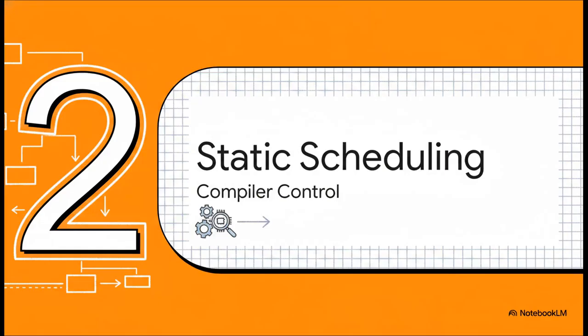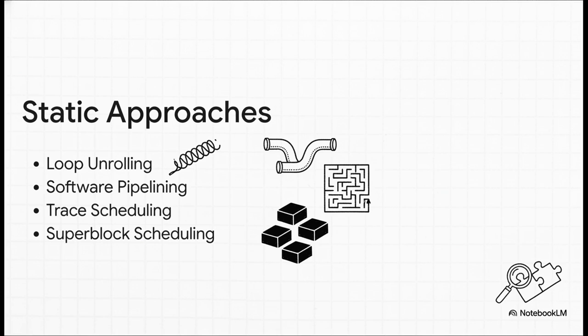All right, Section 2, static scheduling and compiler control. Under static scheduling, the compiler is essentially a meticulous puzzle solver, and it uses some pretty sophisticated techniques to pull this off. There's loop unrolling, which basically expands iterative loops to expose way more instruction-level parallelism. There's also software pipelining. And then we have trace scheduling, which is super cool. It organizes instructions along the most frequently executed code paths, so it's optimizing the route it thinks the program is going to take most often. Finally, there's superblock scheduling. But remember, all of these rely entirely on software foresight.